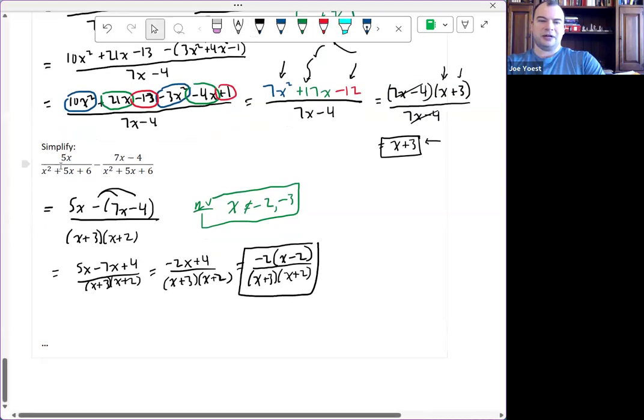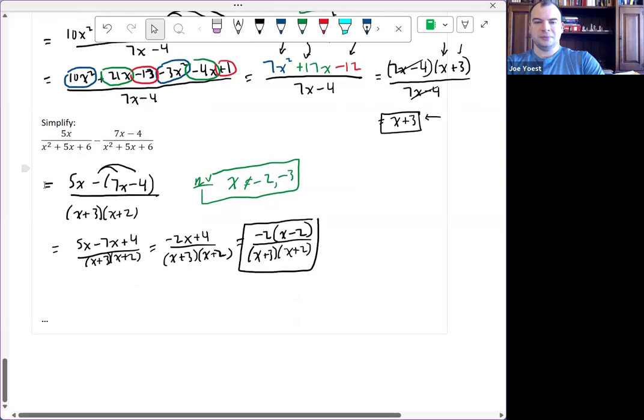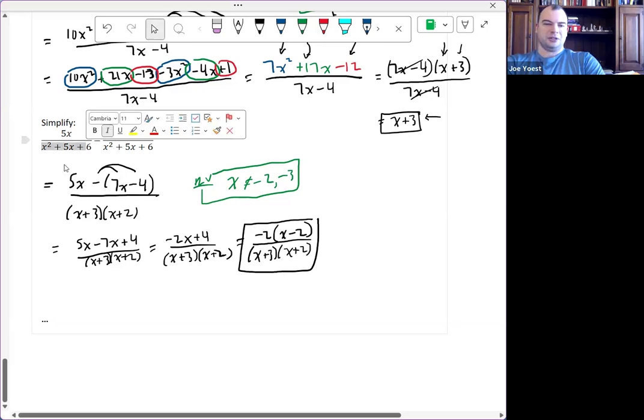And then our next example, 5x over x squared plus 5x plus 6 minus 7x minus 4 over x squared plus 5x plus 6. And here we have already a like denominator. So I combine them. I get the new numerator 5x minus (7x minus 4). And I'll factor the denominator: x squared plus 5x plus 6 factors into x plus 3 times x plus 2.